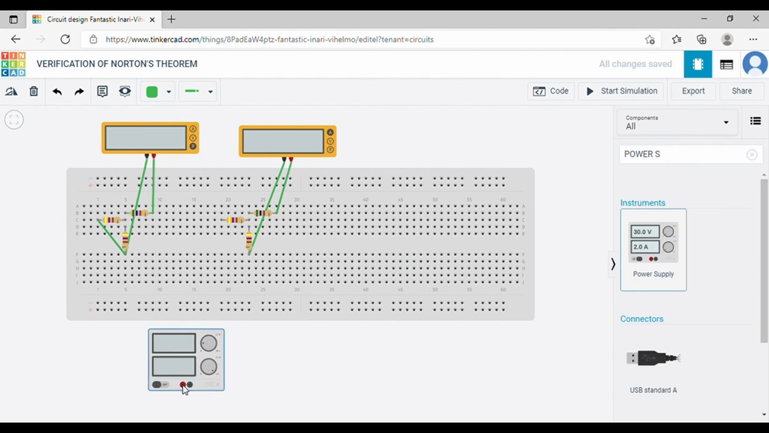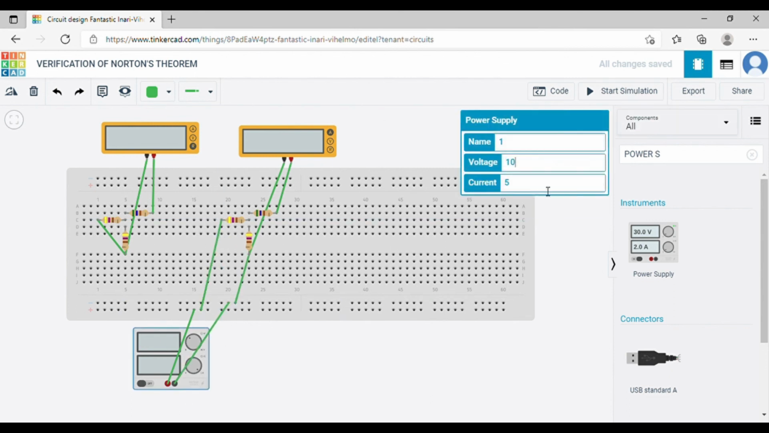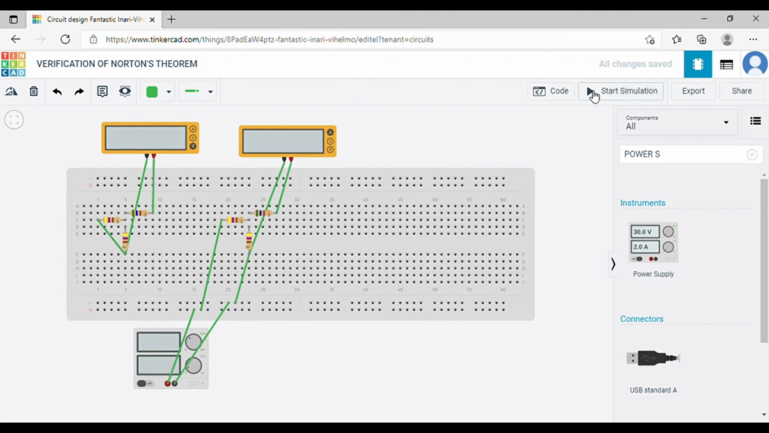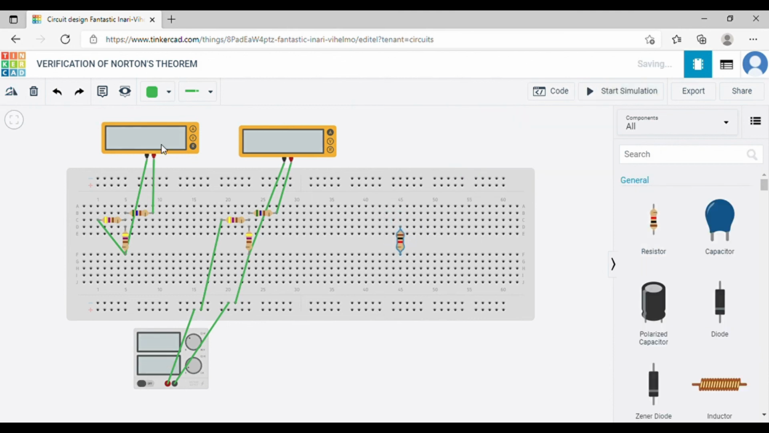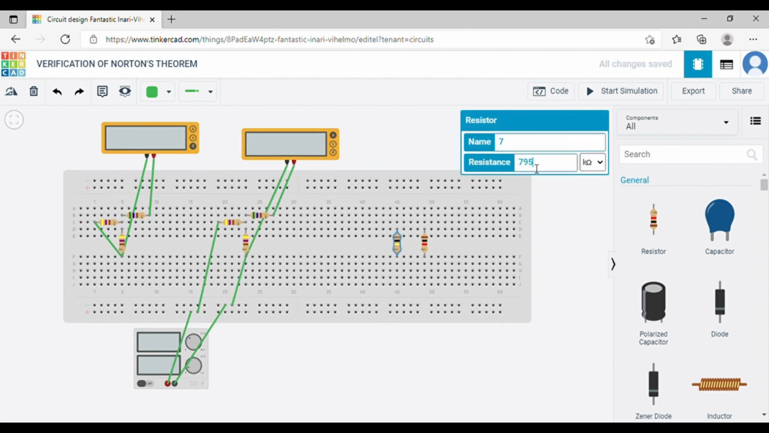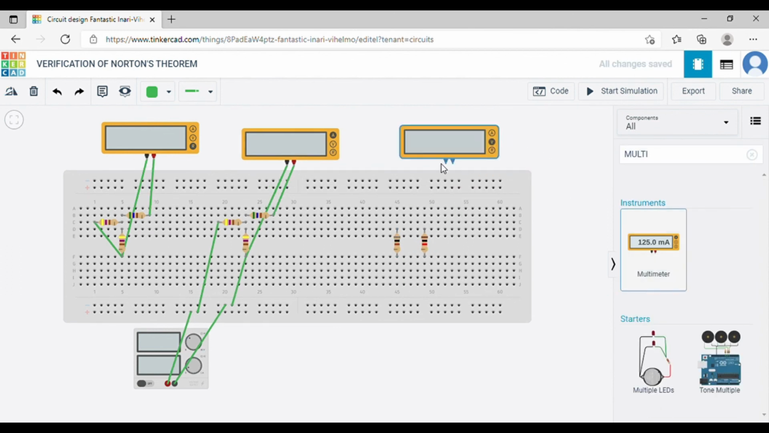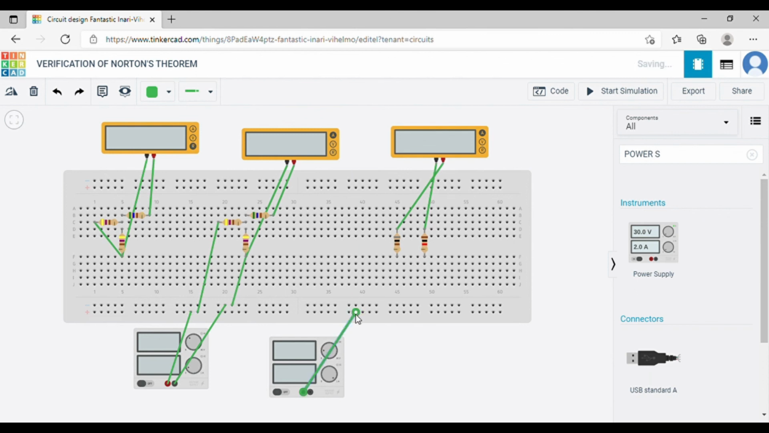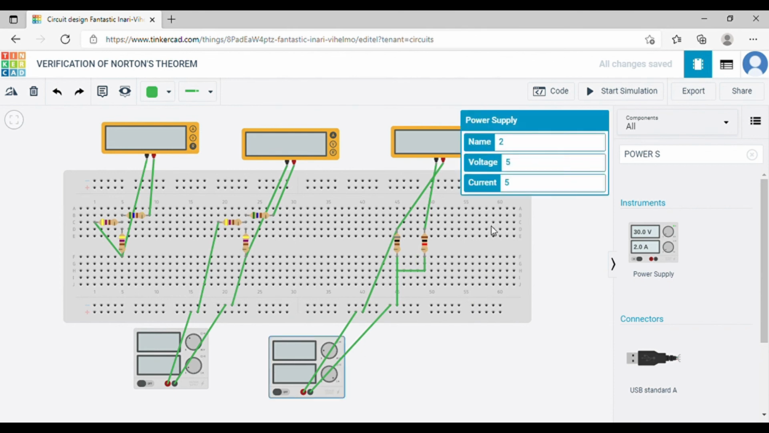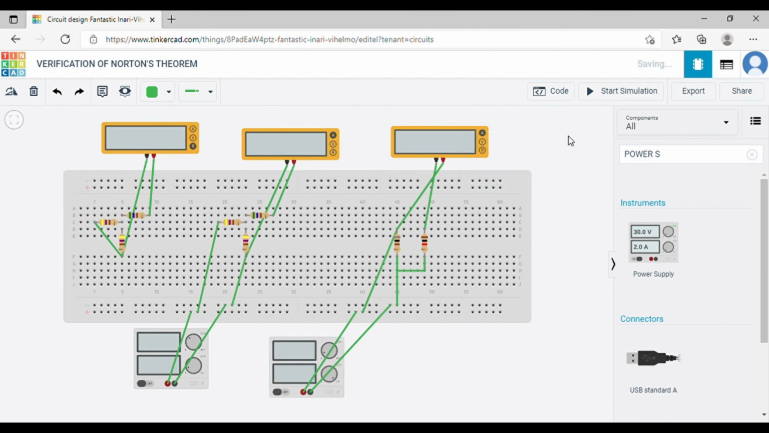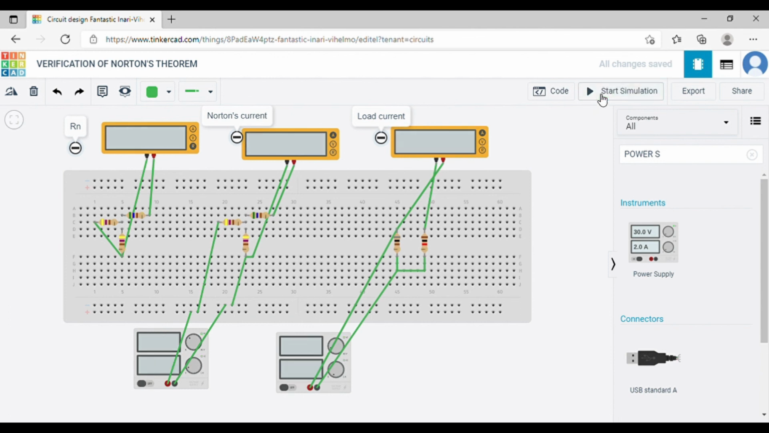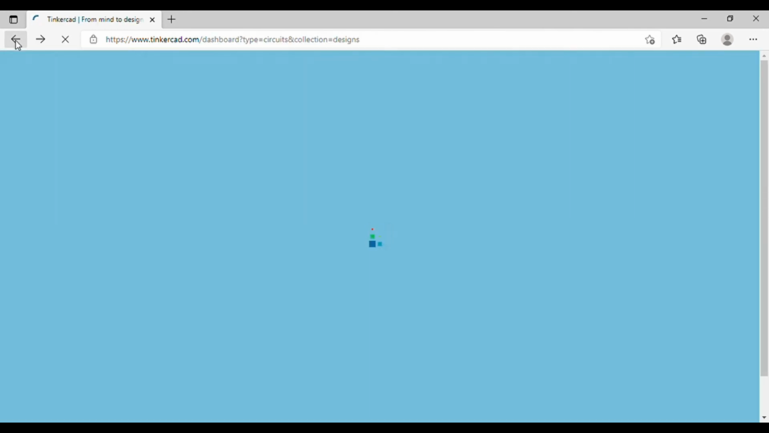The second circuit is implemented as per the theoretical calculation. The voltage and current is given in the power supply unit, and we have found out the short circuit current as 6.29 milliamps. Thus, we have implemented the Thevenin's and Norton's theorem virtually using Tinkercad.